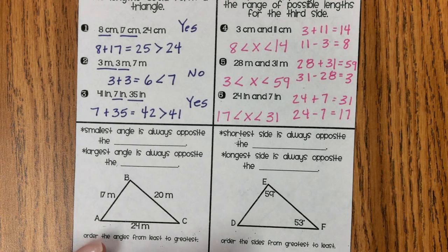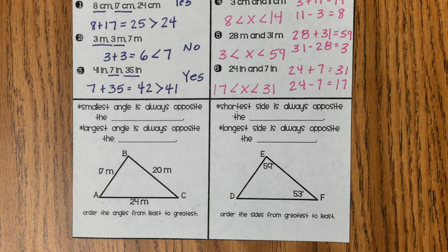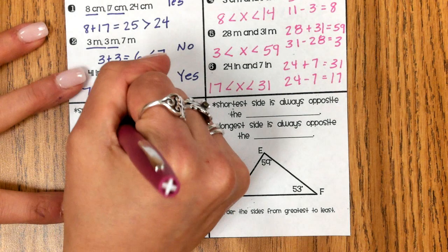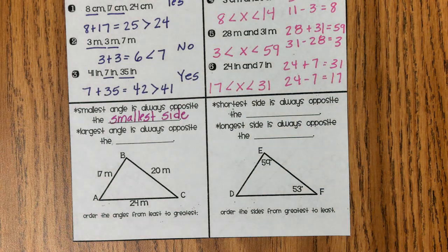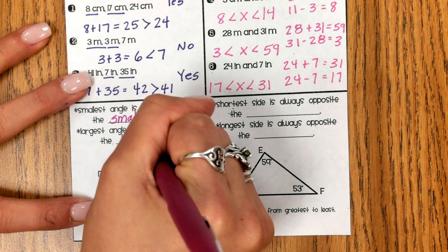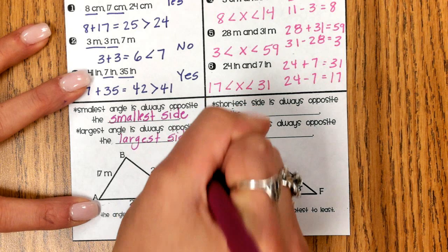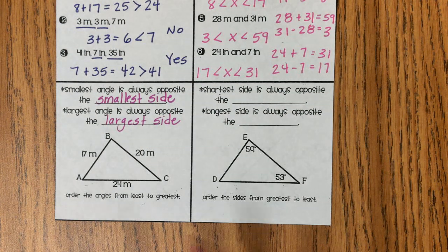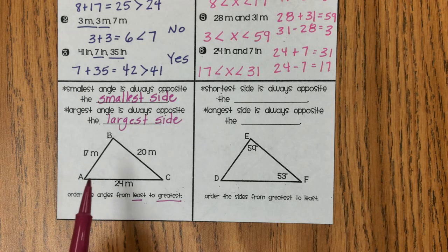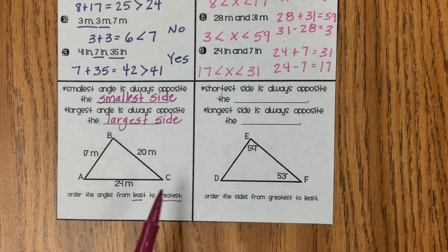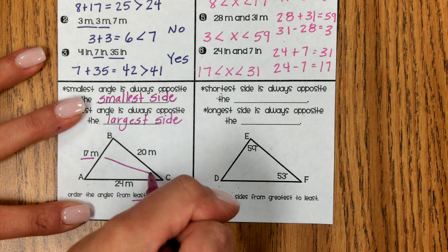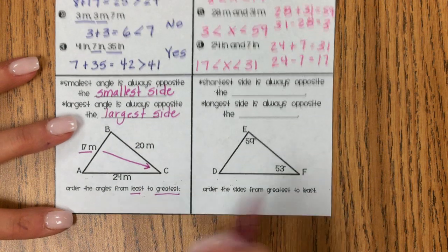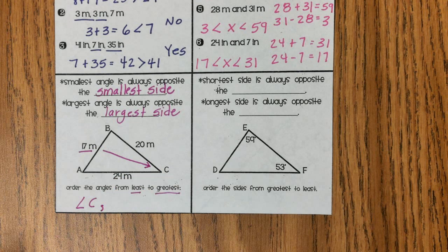Okay, on the next one, these are ordering angles and ordering sides. The smallest angle is always opposite the smallest side. The largest angle is always opposite the largest side. So it kind of goes together. So I'm going to show you how that works. They might ask you to order the angles from greatest to least or least to greatest. So what you do is you look at your measurements that are given, and you're looking for, in this case, the smallest side, which would be 17. So my smallest side is 17. So the angle that is directly across from that is going to be angle C. So your first angle would be angle C. That's going to be your smallest angle.